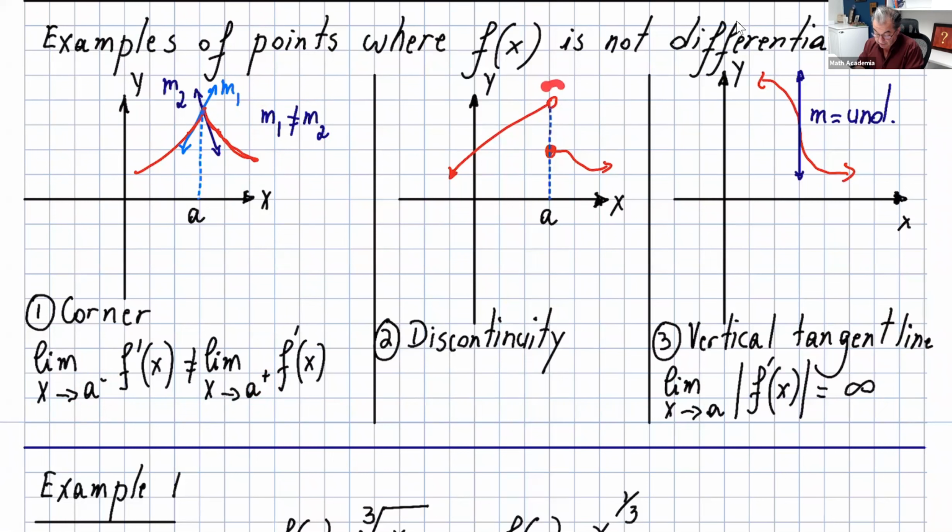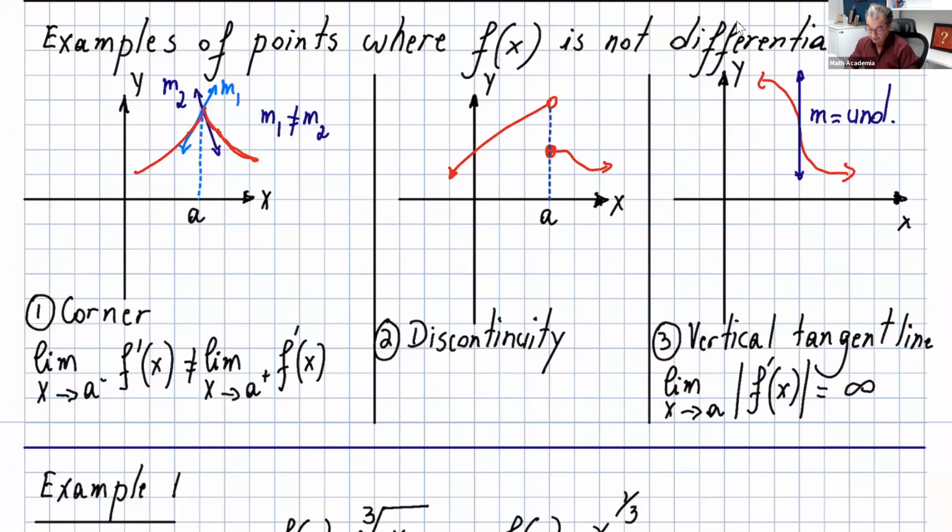Next one, it's pretty obvious. If a function is not continuous at a point, then automatically it's not differentiable. So this function is not continuous. If you find the slope of the tangent line here from the left side, this is the tangent line, and here this is the tangent line. They're not going to be the same, so therefore it's not going to be differentiable.